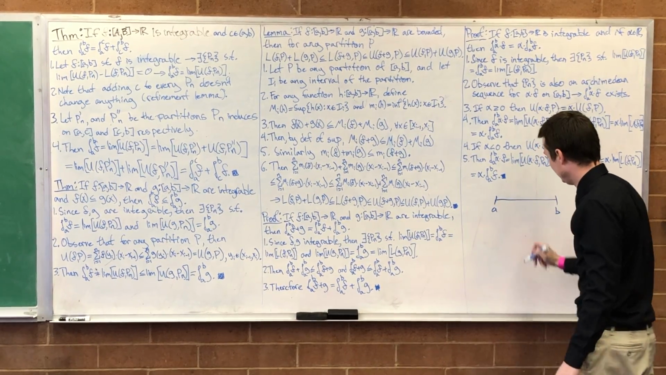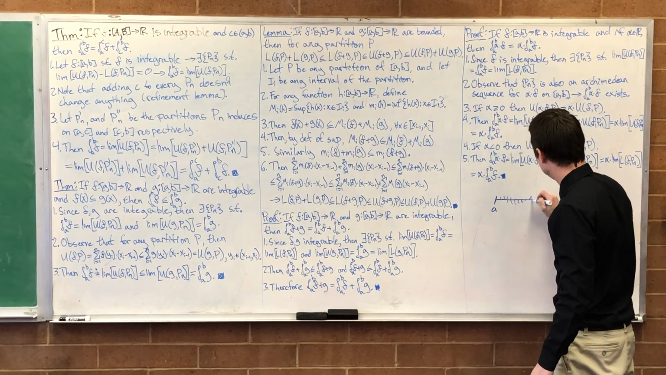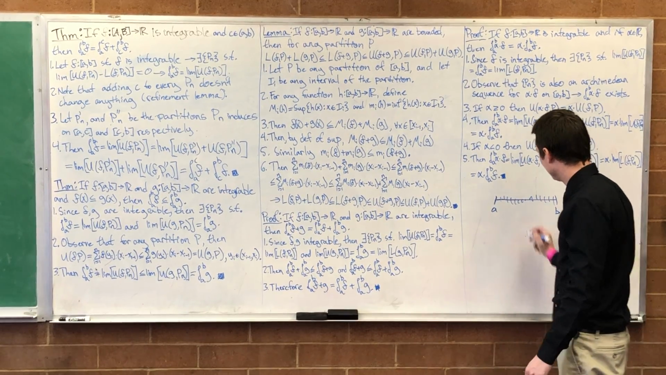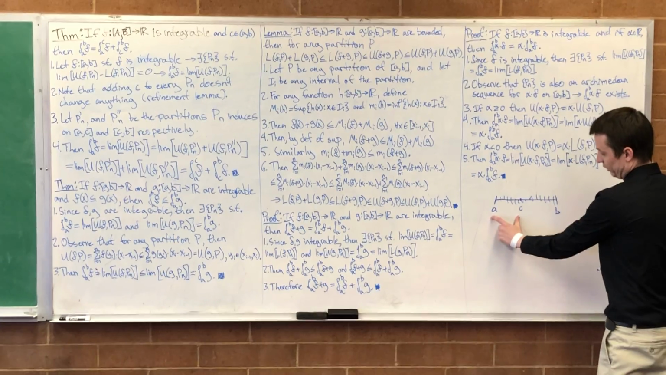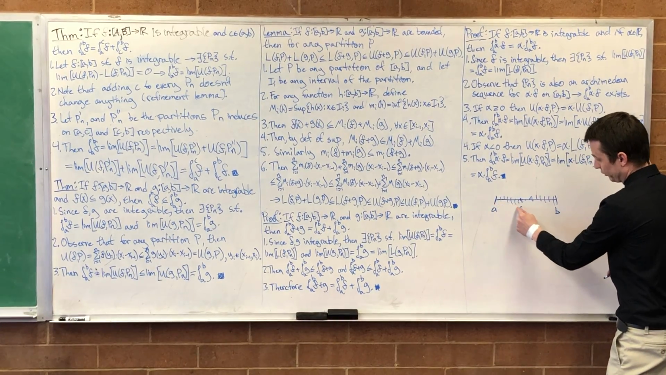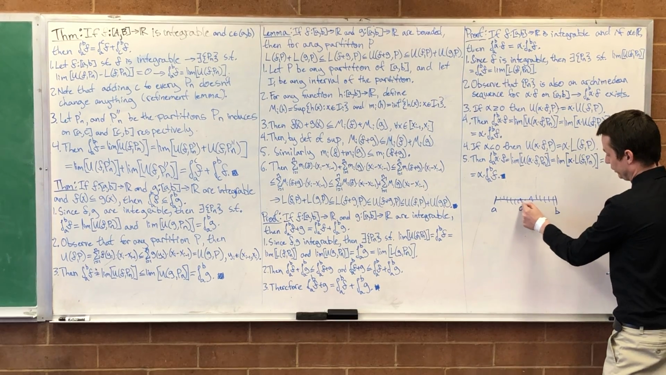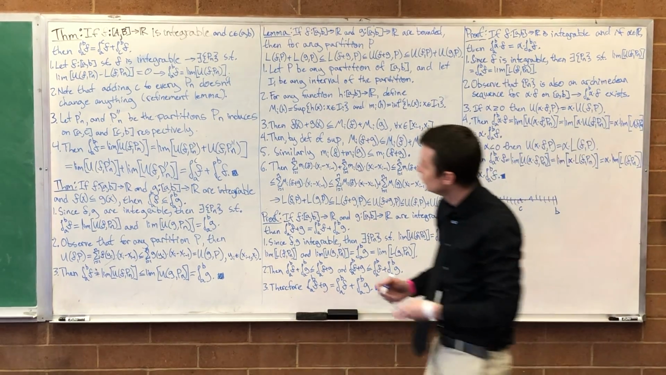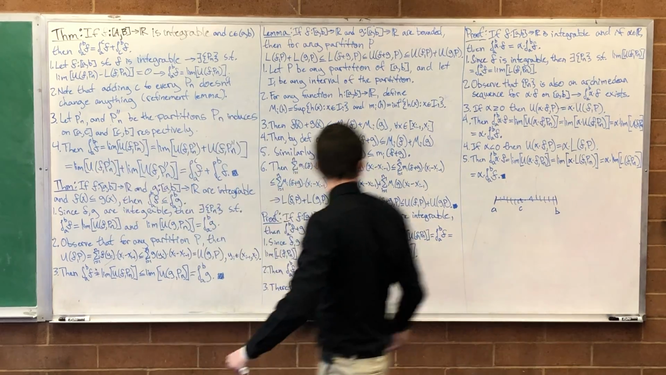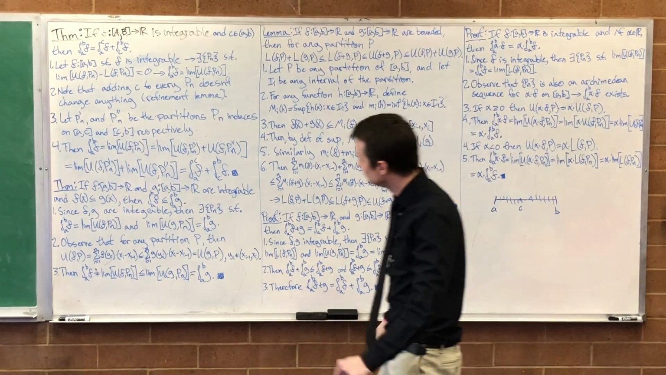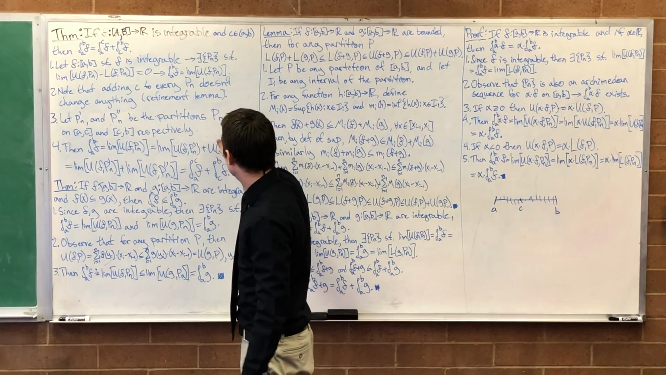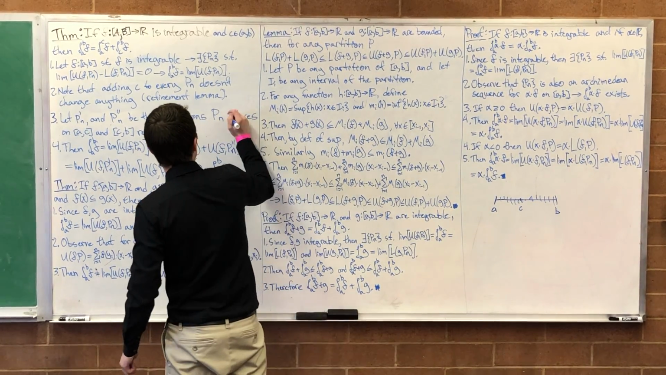Here's A, here's B. I've got some partition on there. What am I doing? I'm saying we're going to add the point C here. And now I'm going to split this into two partitions. The partition of all the points from A to C, and then the partition of all the points from C to B. That's all I'm doing. So Pn prime is now going to be the partition on these points, and Pn double prime is going to be the partition on these points.